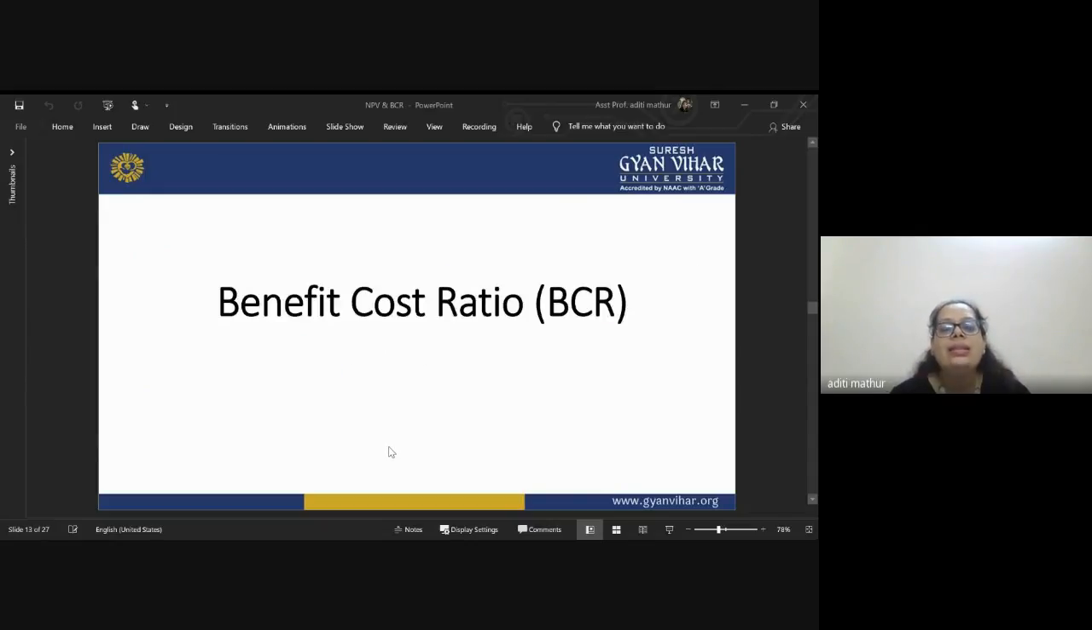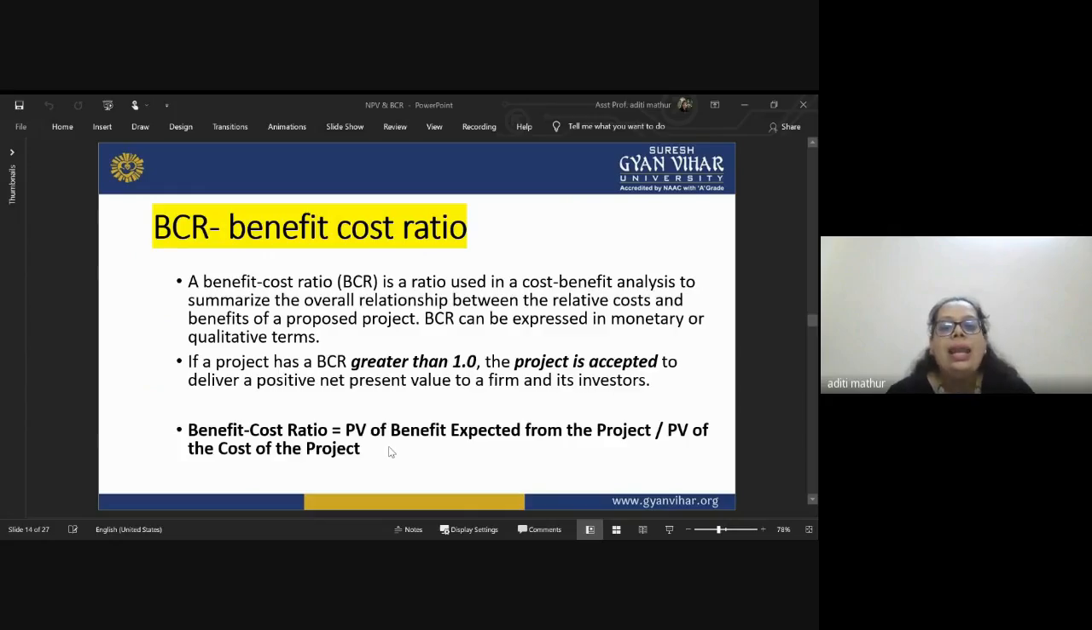So now let's discuss another method of capital budgeting, that is the benefit cost ratio, BCR. So what is BCR? It is a ratio used in cost benefit analysis to summarize the overall relationship between the relative cost and benefit of a proposed project, right? BCR can be expressed in monetary or qualitative terms. So what you do is you compare all the benefits versus the cost, and then you calculate the ratio.